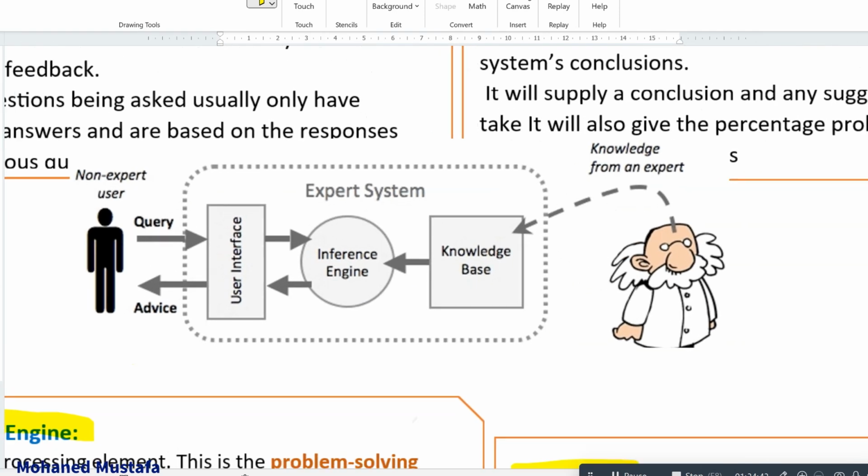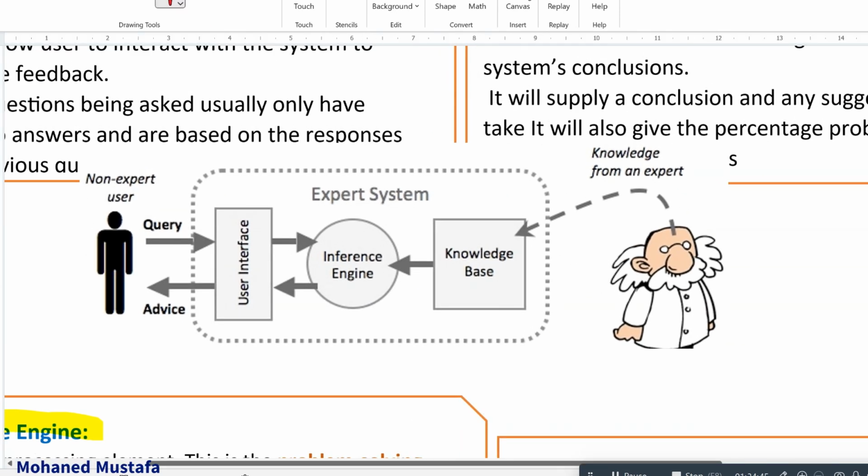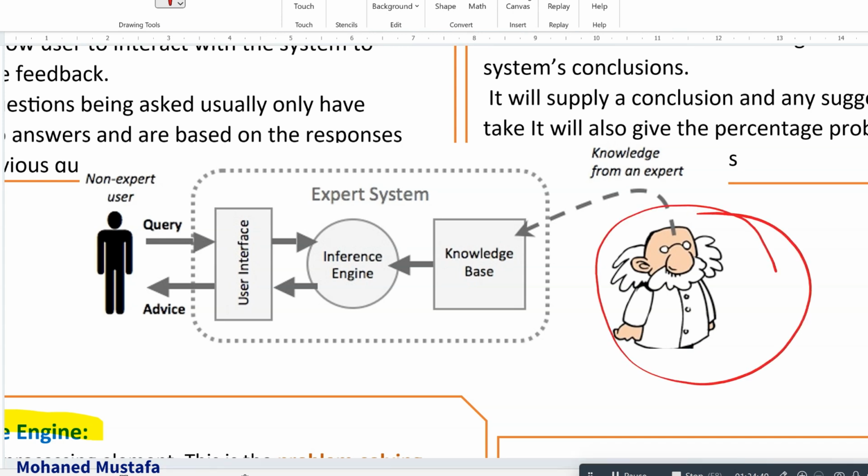Now let's look at what we need to construct an expert system. First of all, we bring a couple of experts. What do we do with them? We gather the information and put it in a database. What do we call it? Knowledge base. So the first important part of an expert system is a database of knowledge, or what we call the knowledge base.